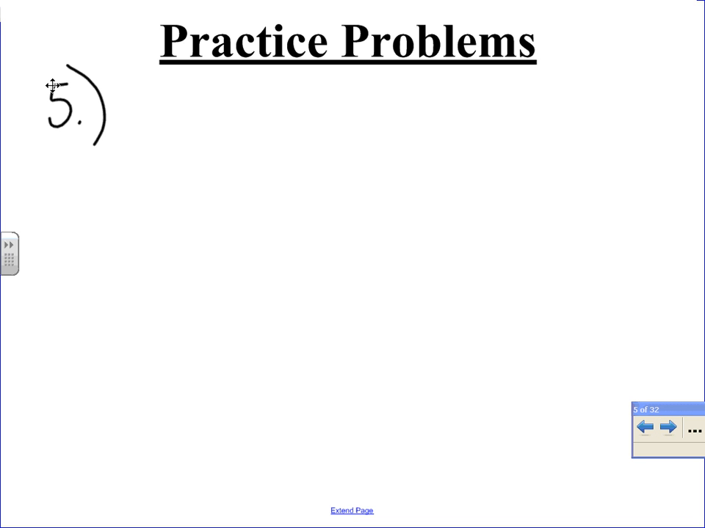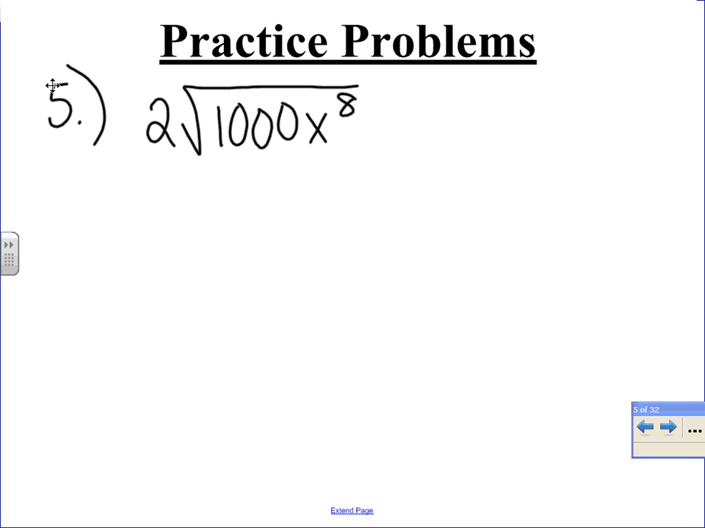Okay, number 5. Let's do 2 more, and I think you guys should be okay. All right, let's do something a little different. 2 times the square root of 1,000 x to the 8th. So keep a 2 in front this time.